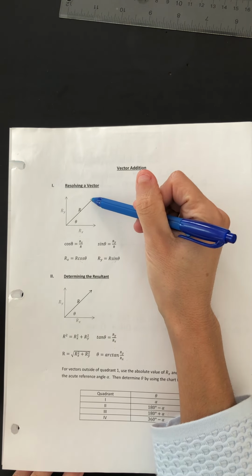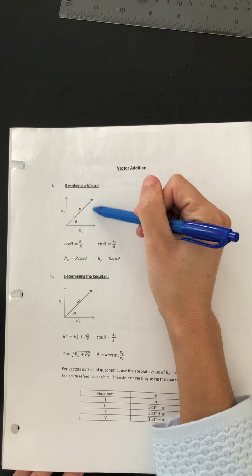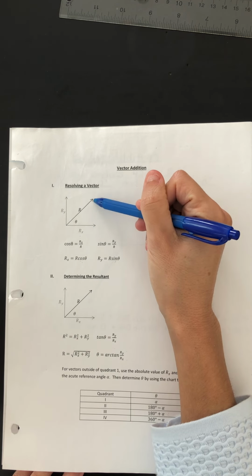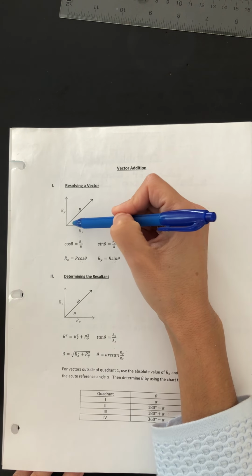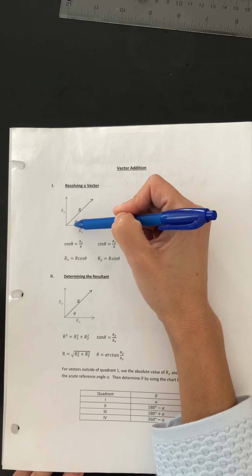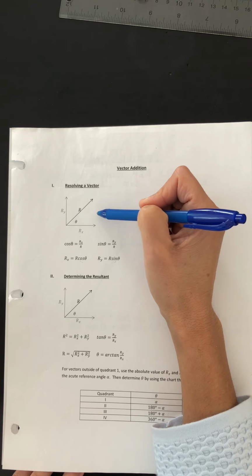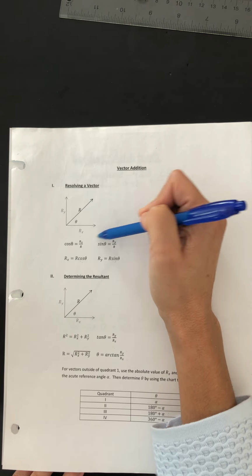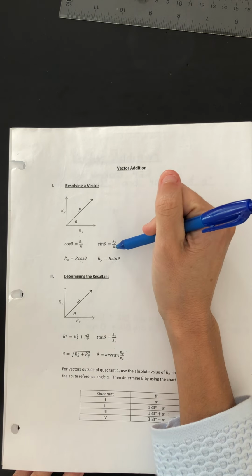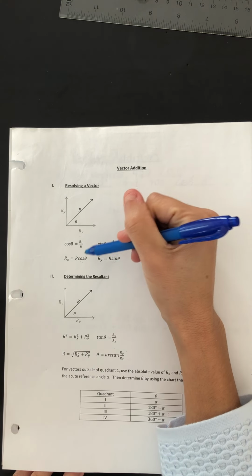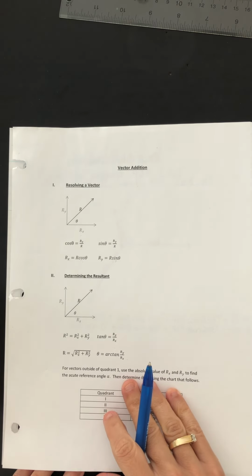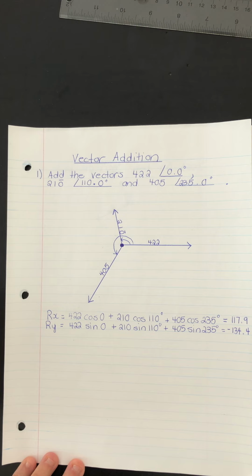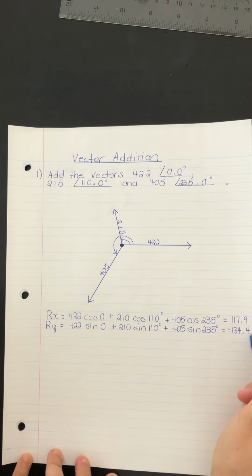And if you're finding Ry, and this is the triangle here, then Ry is this vertical side, and it's therefore opposite the angle. So we have the sine of theta is Ry over R, and Ry then is R sine theta. So it's always cosine for horizontal component, sine for vertical component. Now, before continuing, we need to draw a picture for this.